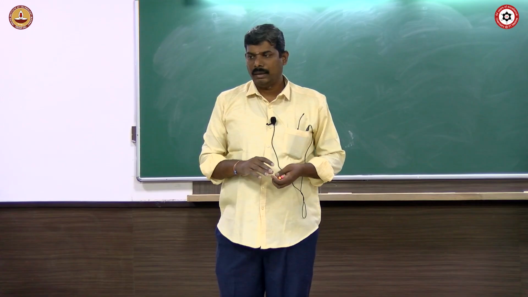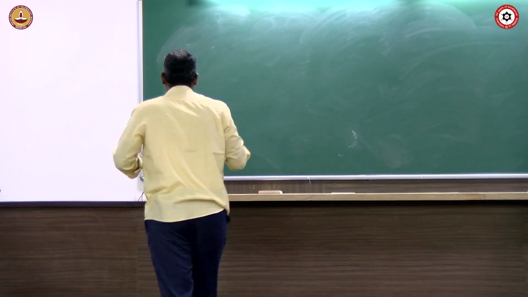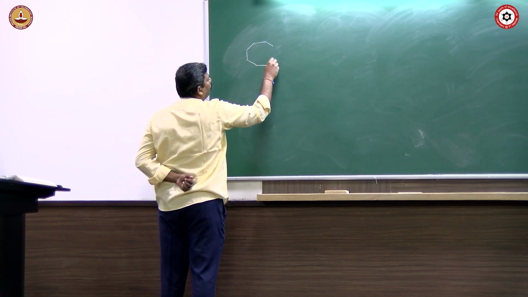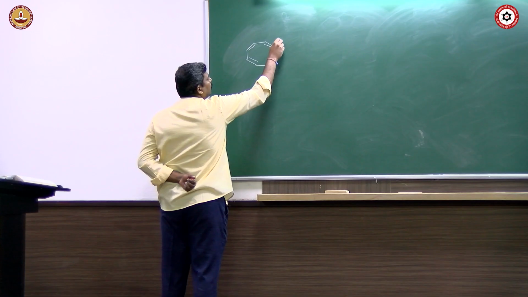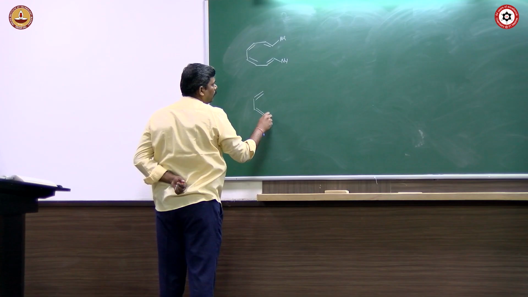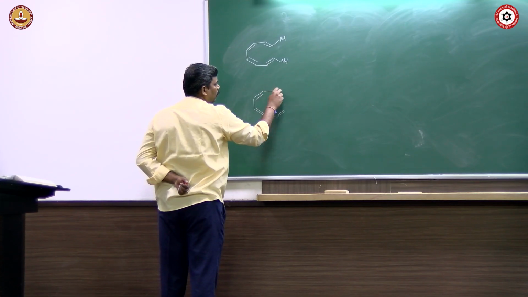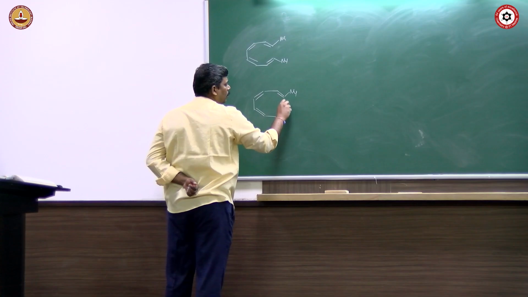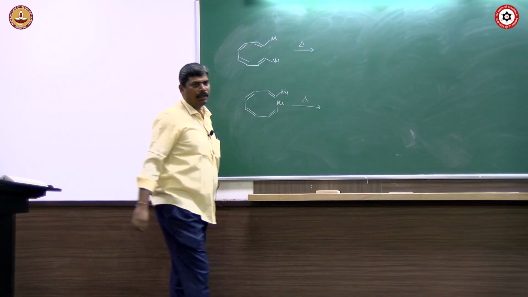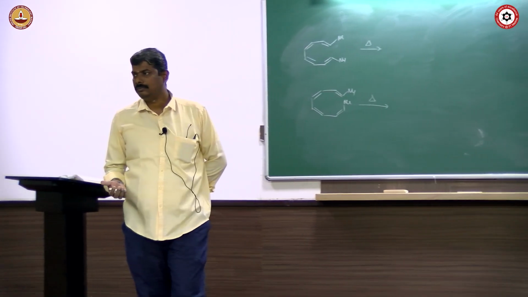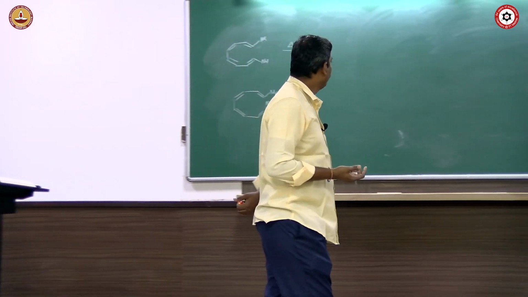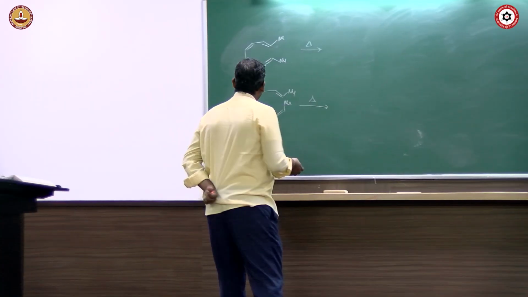So we will go with one more example with a 4-pi system, 4 double bond systems, and once again open chain systems. So tell me now quickly the product. Both under thermal conditions, what would be the product? Make it fast. First one will be trans.